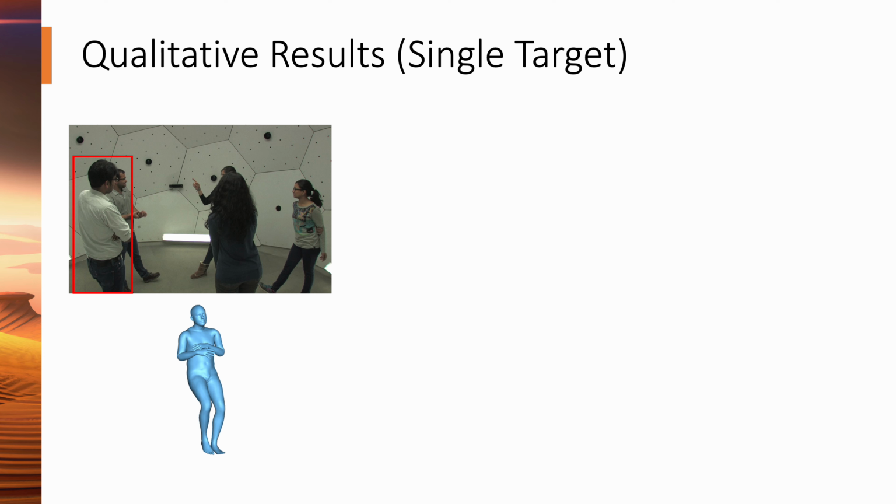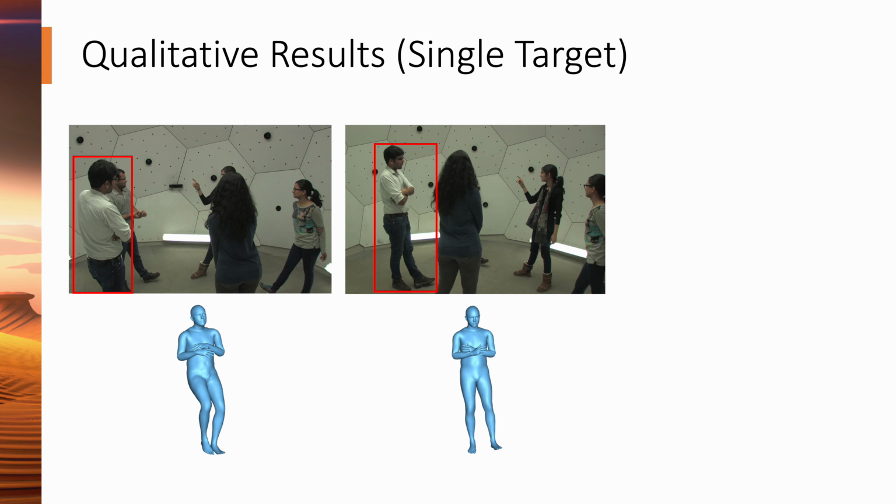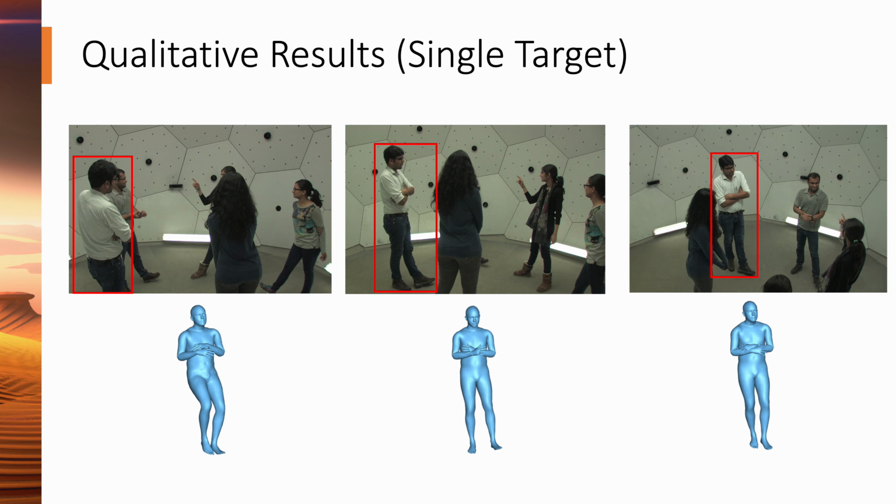Here are qualitative examples from the single target setup. The agent receives an initial view in which the target in the red box occludes his arms and the legs are outside of the view. As a result, the reconstruction of the arms and legs is poor. Next, the agent moves to another view where the legs are visible but the arms are viewed from a difficult angle. Finally, after a third camera, the reconstruction of the arms has improved and the agent decides to stop the viewpoint selection.